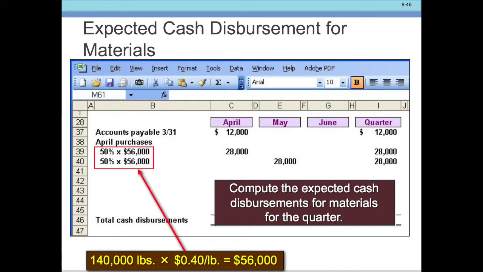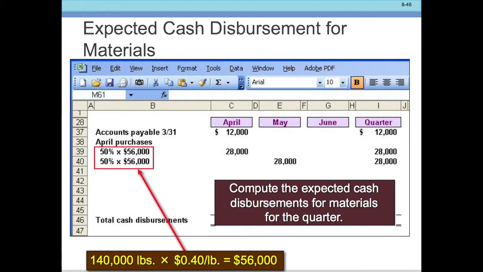cents per pound is $56,000 total for April, and of course we pay for it with 28,000 in April and 28,000 in May. So the first step is the amount of pounds multiplied by the dollars per pound gives us the total of 56,000, and then we split half of that into April and half of that into May.